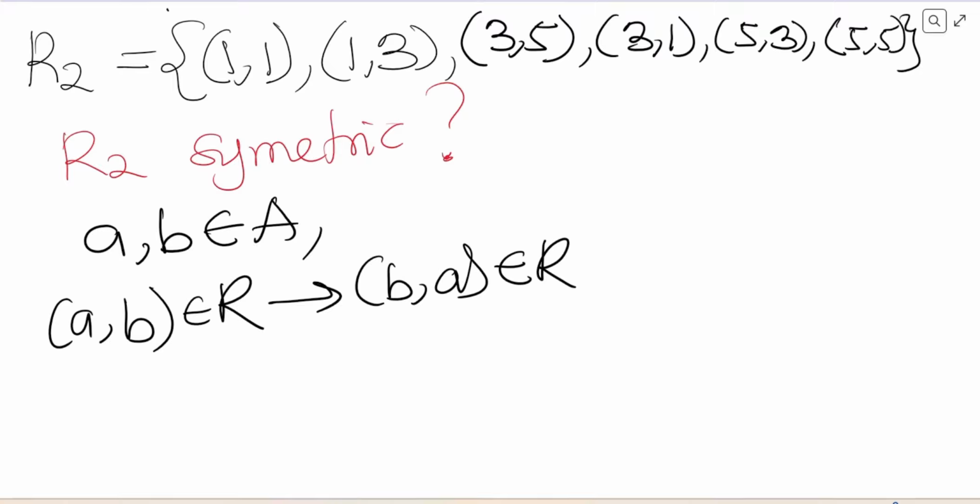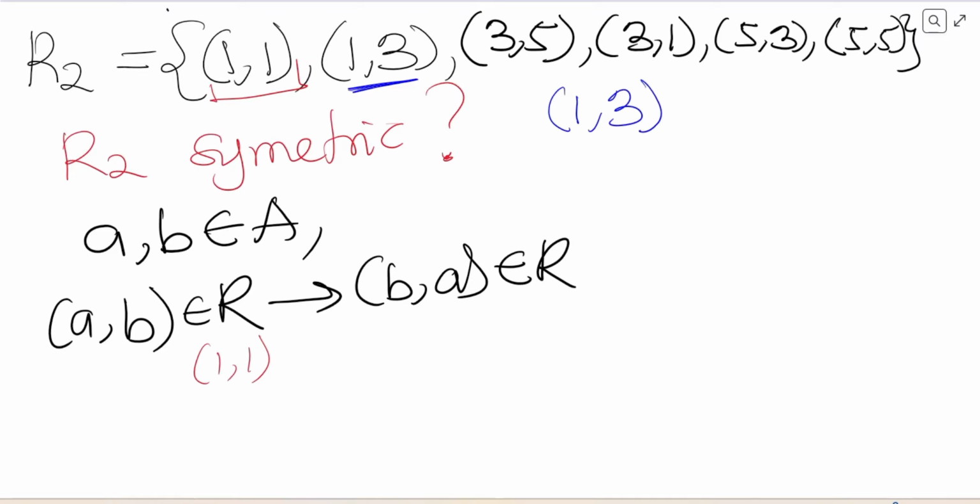So let's take the elements one after the other. In this case, the first element we have is 1, 1. In checking for symmetric, ignore 1, 1, 2, 2, 3, 3, 4, 4, 5, 5, and all that. They obey that rule automatically. So don't even bother yourself checking them. We move to the next item. We have 1, 3.